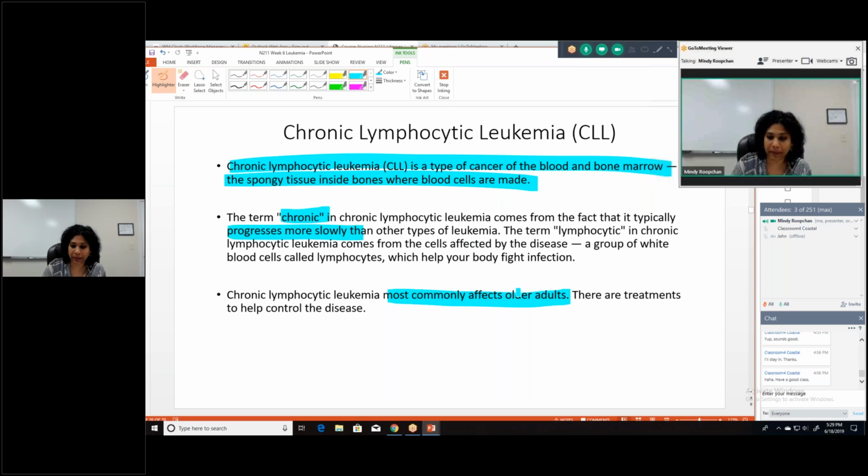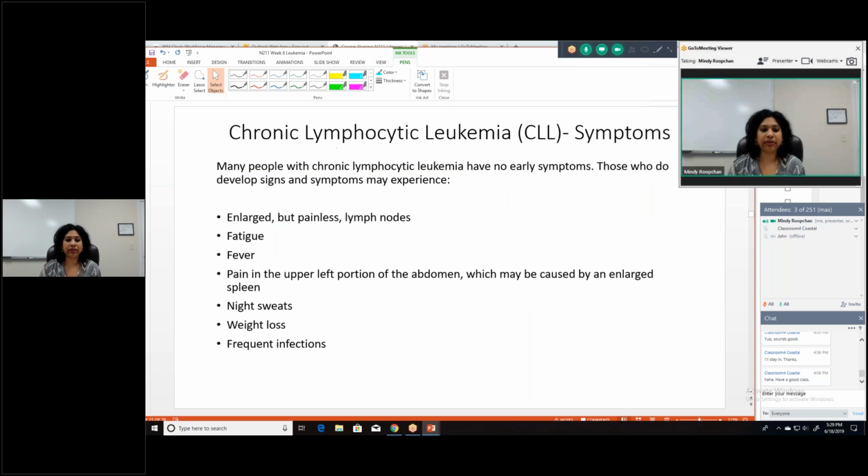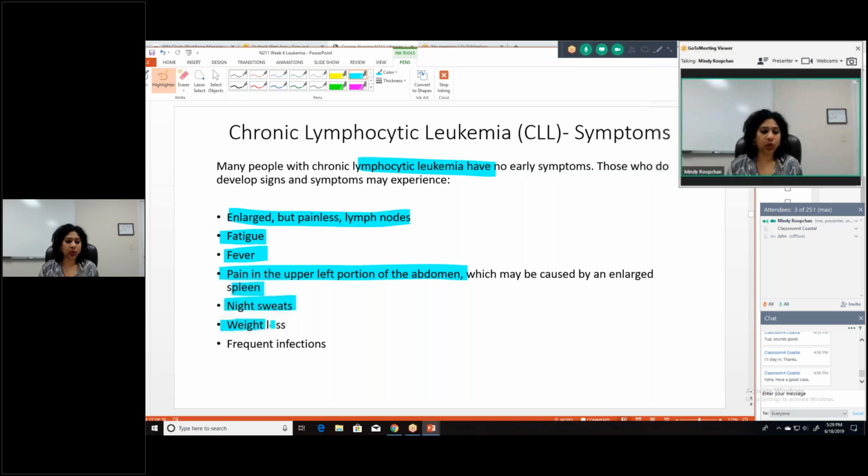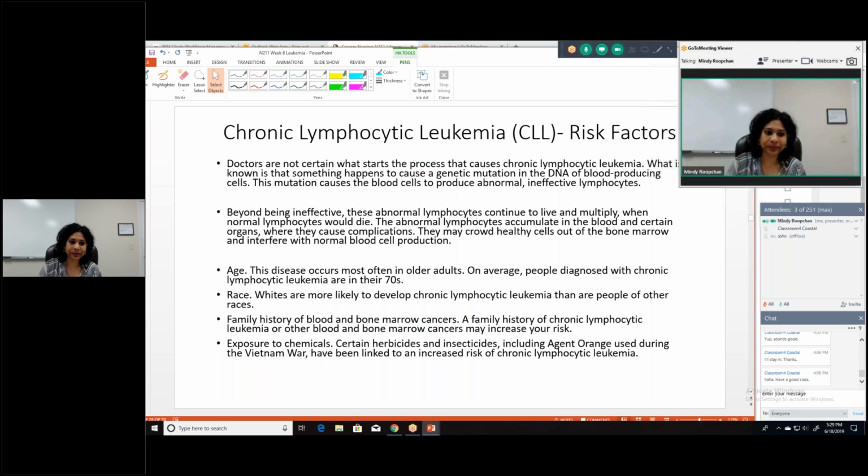So there are treatments. People that have CLL may have no early symptoms, and those who do have enlarged but painless lymph nodes, fatigue, and fever. They have pain in the upper left portion of the abdomen, which can be by the spleen, night sweats, weight loss, and frequent infections. So you see some of these are overlapping.